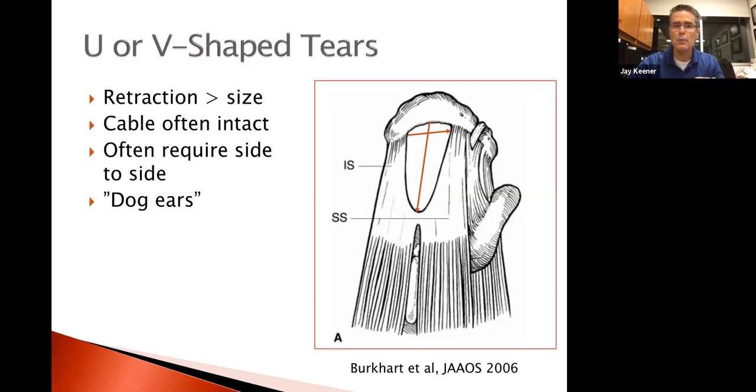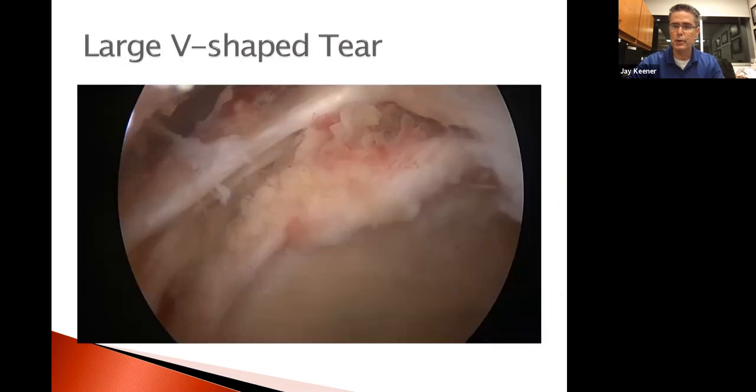The U-shaped or the V-shaped tear, the retraction of the tear is greater than the size. Often these are cable intact, but they often require a side-to-side repair to lateralize the free edge and to avoid over-tensioning the repair or creating dog ears at the anterior or posterior margin of the tear.